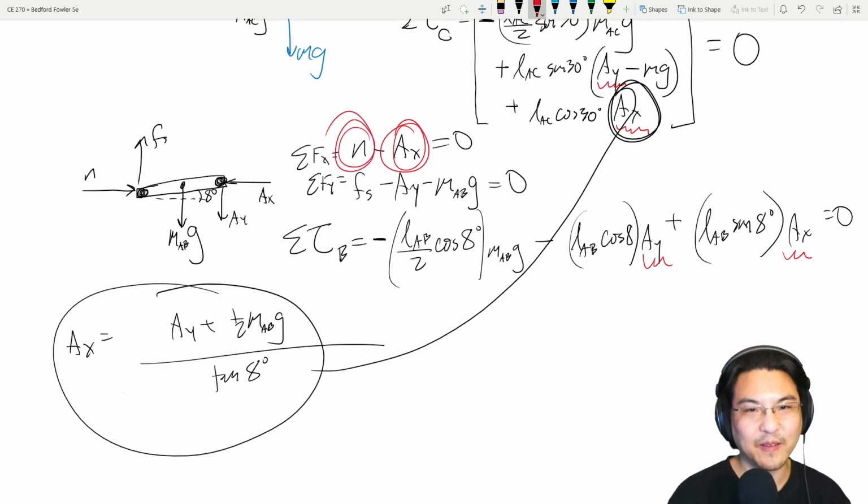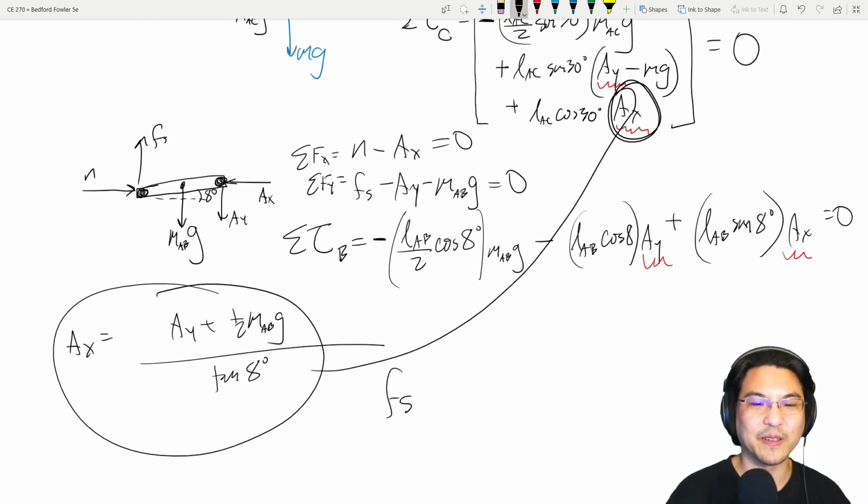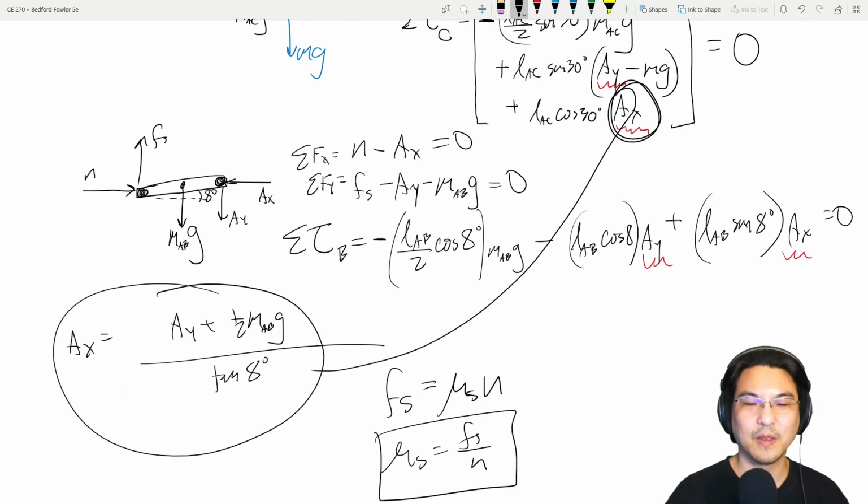Now you have the value for N. Take AY, plug it in over here. Now you have friction. And then finally, you know that friction at most is mu S times N. So the minimum value for the coefficient of friction has got to be this.